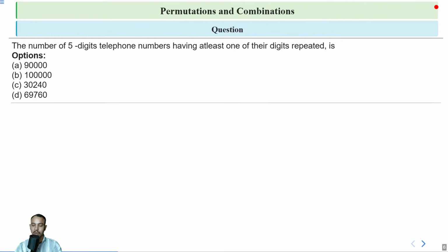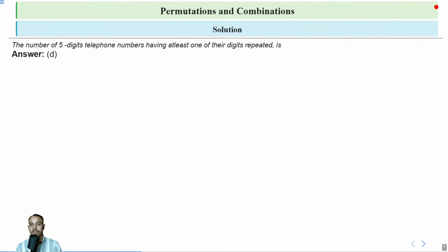I hope you tried to solve this question. Now we will see which option is correct, and then we will solve it step by step. Our correct answer is option D. Match with your answer. Now let's start the solution step by step. So focus here.